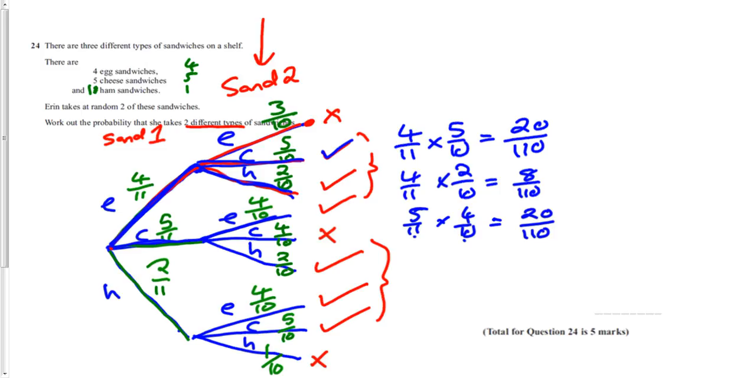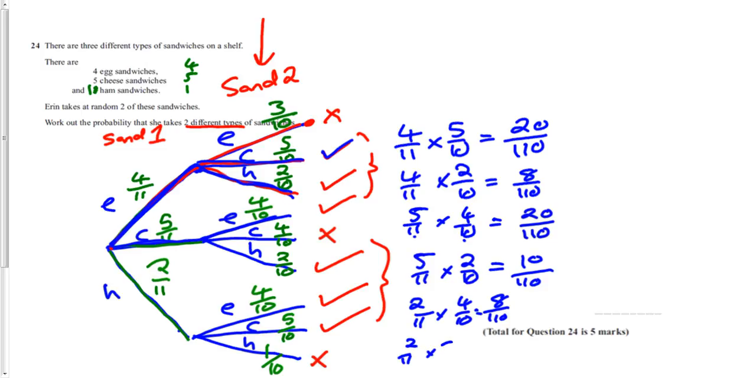Okay, and then we do the other ones, so that's going to be 5/11 times 2/10, which is 10 over 110. The next one is 2/11 times by 4/10, which is 8 over 110. And then we got 2/11 times by 5/10, which is 10 over 110.